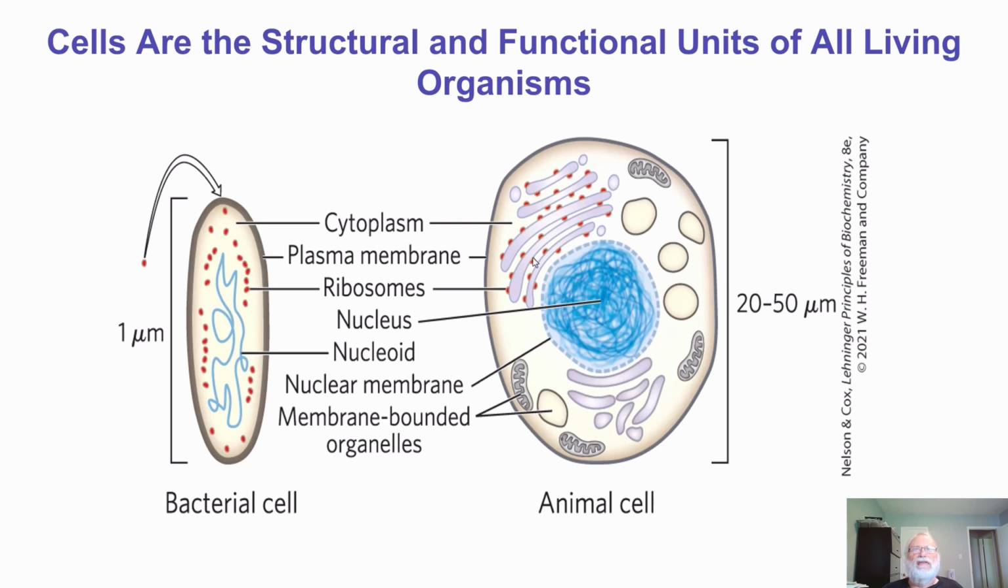But you see there's the cell, and the animal cell is significantly larger. A bacterial cell is maybe a micron long, while a eukaryotic cell is maybe 20 to 50 microns long. So they're significantly larger.